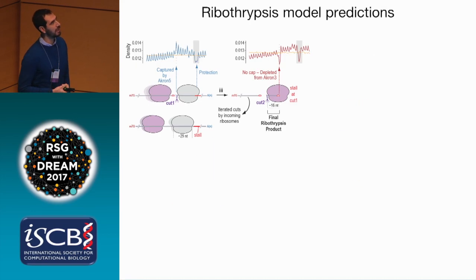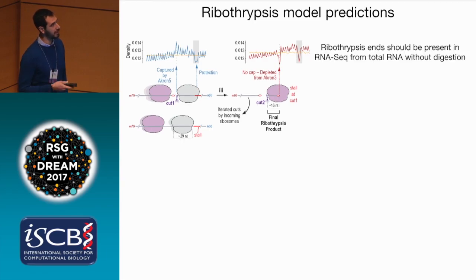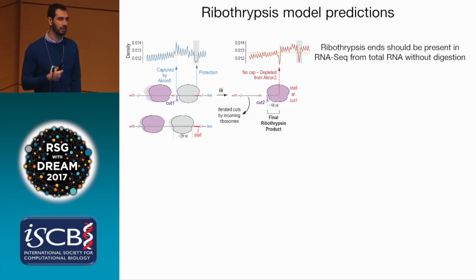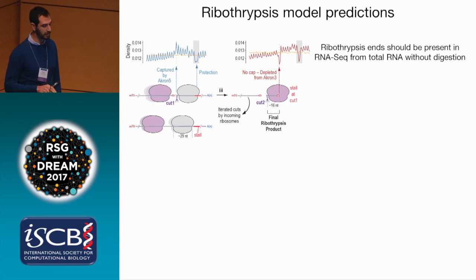Interestingly, the model makes some testable predictions. The first prediction, and I think it's very interesting, is that if Ribothrypsis is a ubiquitous process, then the Ribothrypsis ends that are created by the process should be present in RNA-seq from total RNA without digestion. An RNA-seq experiment that fulfills these requirements is a small RNA-seq experiment, where there is no digestion of the RNA and just size selection.